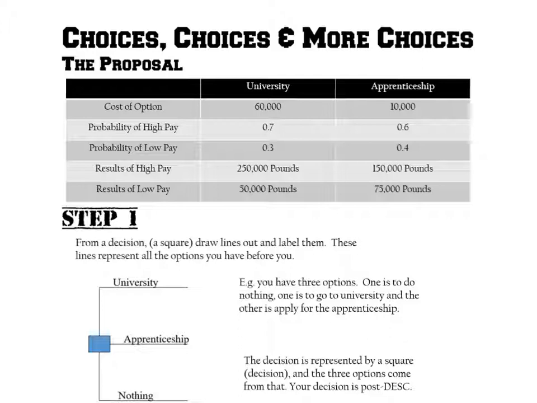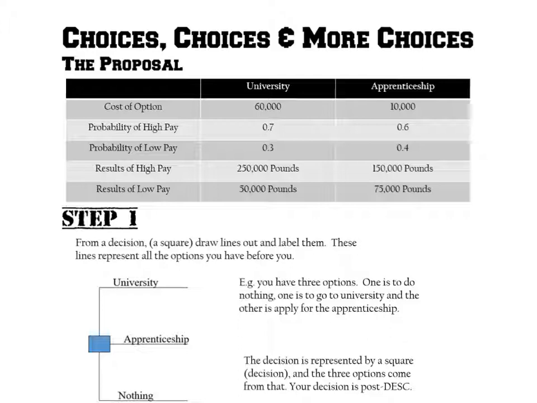So how we're going to do this is I'm creating a scenario for you. If you're a student and you're coming to the end of your A-levels, obviously you've got a couple of decisions that you need to make. So within this scenario, you've got two decisions. You've got the decision of university or you've got the decision of an apprenticeship. Obviously there is the alternative, which is actually to do nothing, but within this scenario I'm making that impossible.